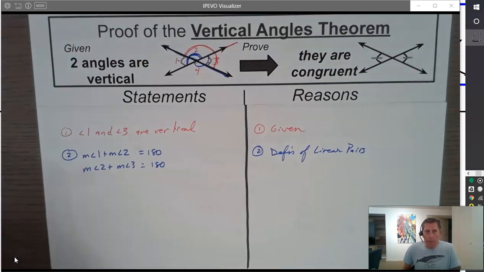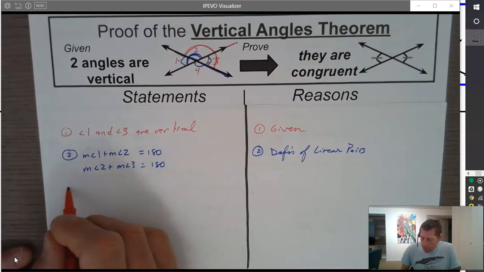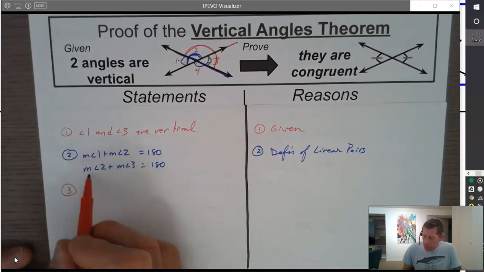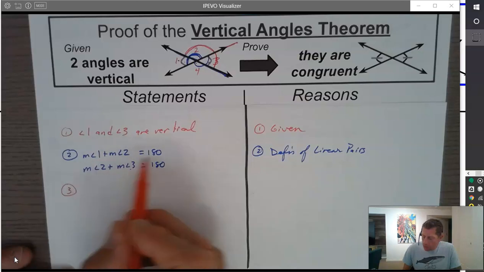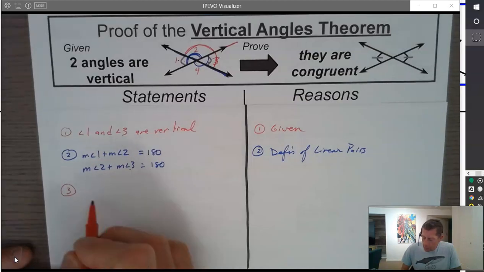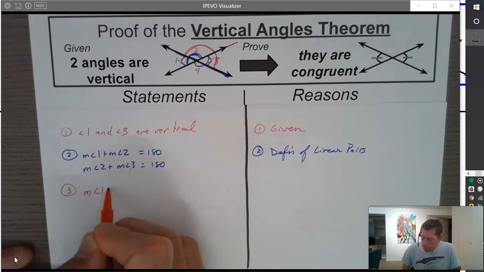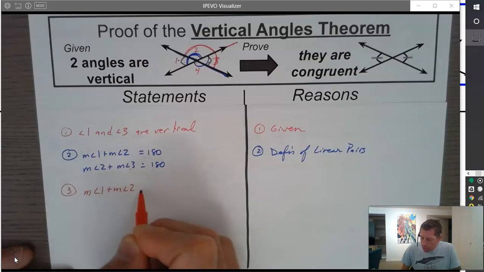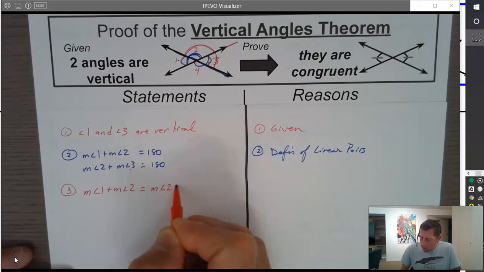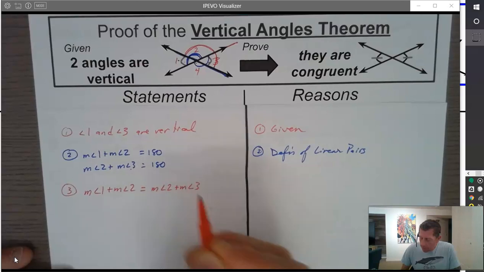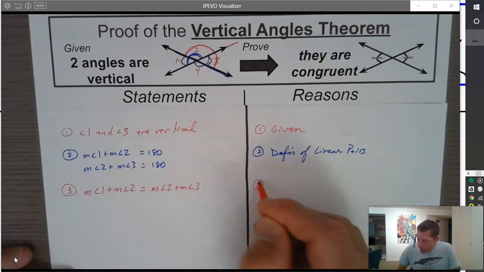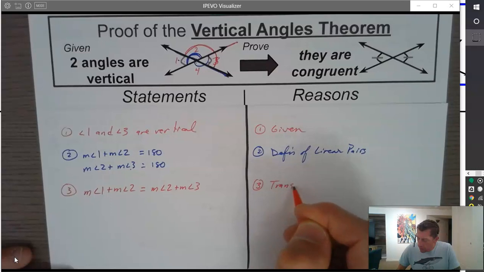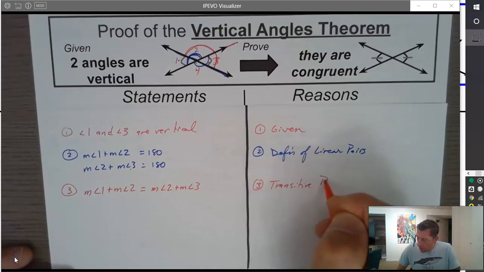So now we've got a bridge between 1 and 2 and 2 and 3. Now for step 3, I'm going to set this equal to this because they're both equal to 180 using my transitive property. So the measure of angle 1 plus the measure of angle 2 equals the measure of angle 2 plus the measure of angle 3. And that is my transitive property of equality.